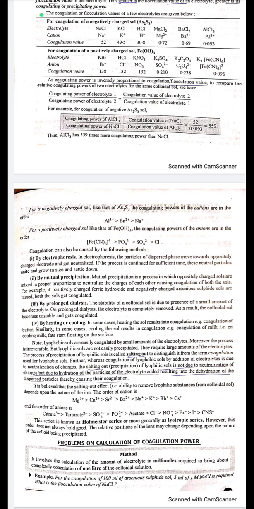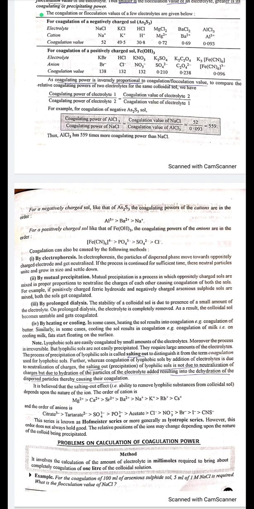Third, by prolonged dialysis. The stability of a colloidal sol is due to the presence of a small amount of electrolyte. On prolonged dialysis, the electrolyte is completely removed. As a result, the colloidal sol becomes unstable and gets coagulated. Fourth, by heating or cooling. In some cases, heating the sol results in coagulation. Example, coagulation of butter. Similarly, in some cases, cooling the sol results in coagulation. Example, coagulation of milk, that is, milk fat starts floating on the surface.